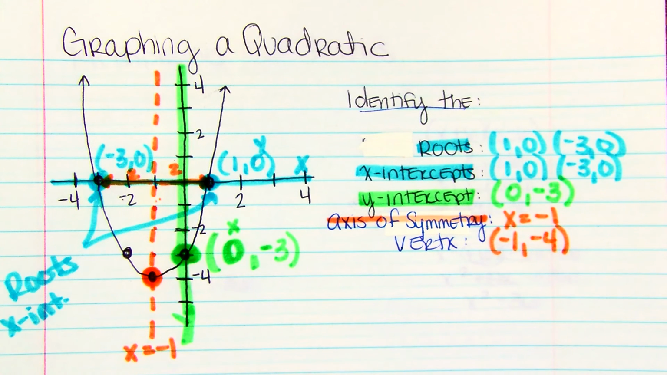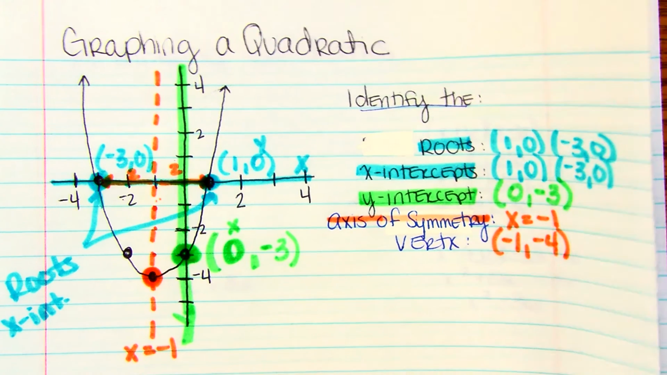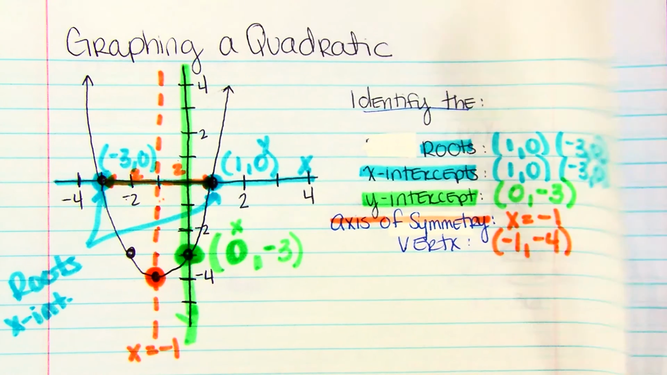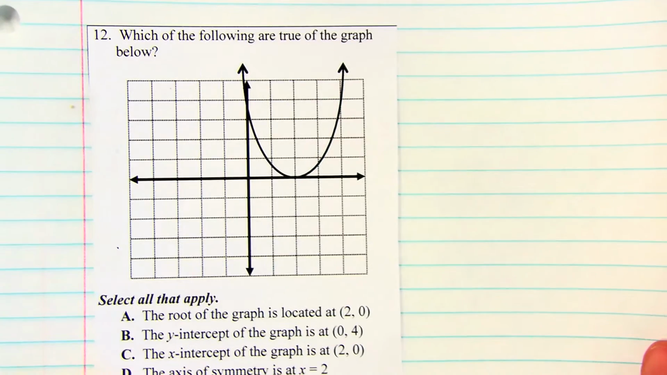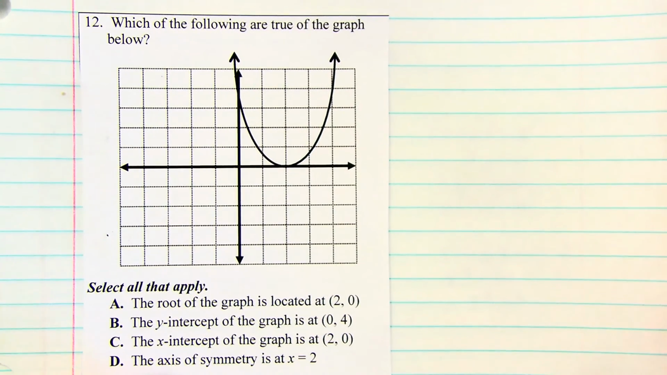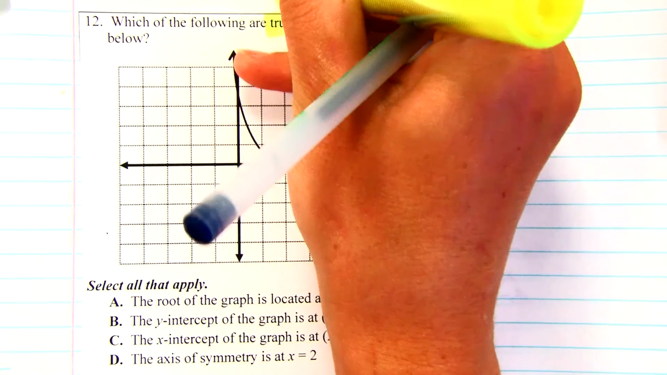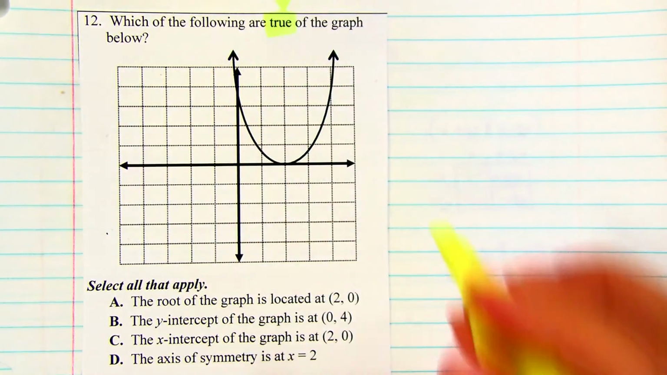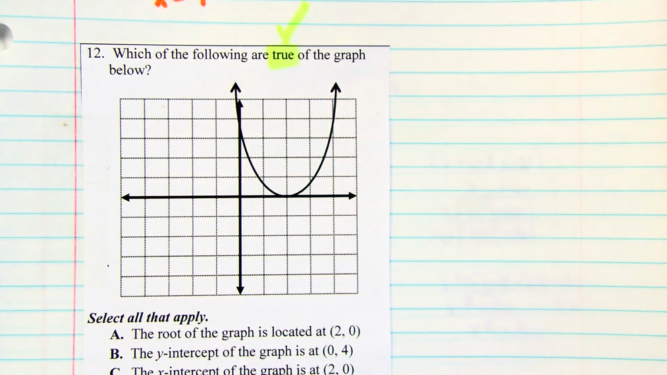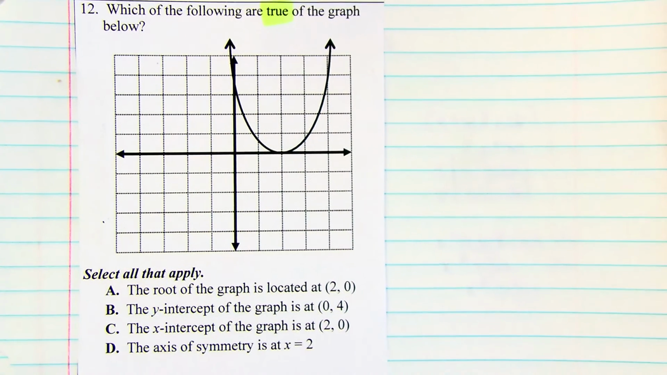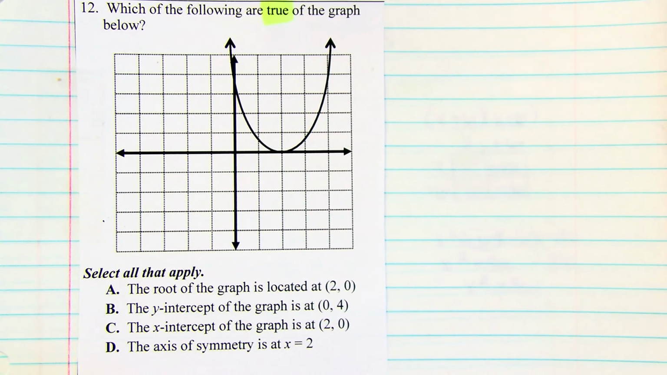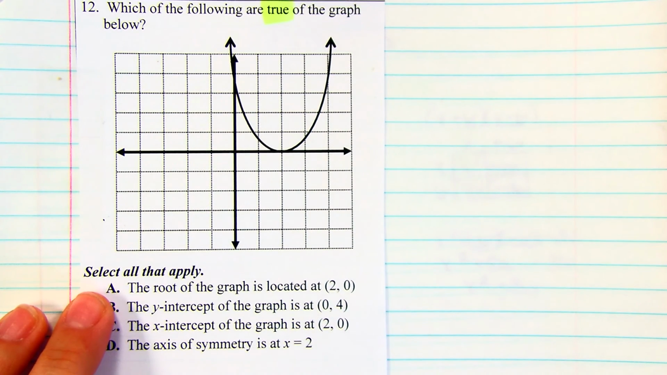All right, so now let's look at this in a multiple choice question. So here is our multiple choice question. Which of the following are true? I'm looking for the ones that are true on the graph below. Let's go through it step by step. It says select all that apply. That means that there will be more than one answer.